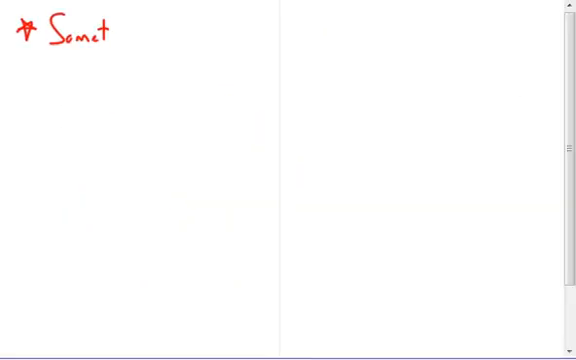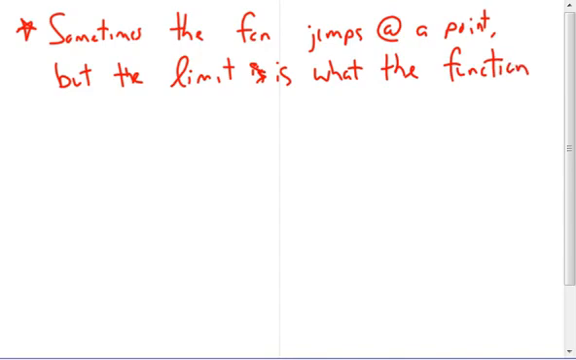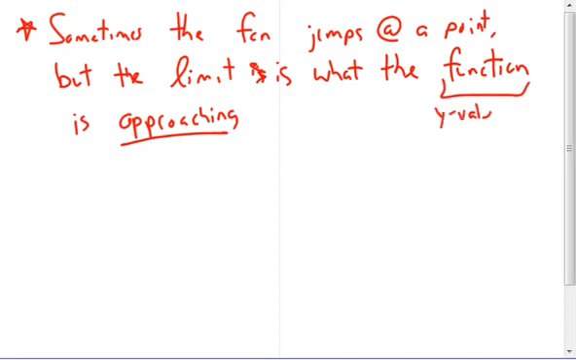Okay, so now we're clear on that distinction. So we're going to look at some special cases here. For instance, sometimes the function jumps at a point, but to make it clear, the limit is what the function is approaching. Okay, so just reiterating that last point.